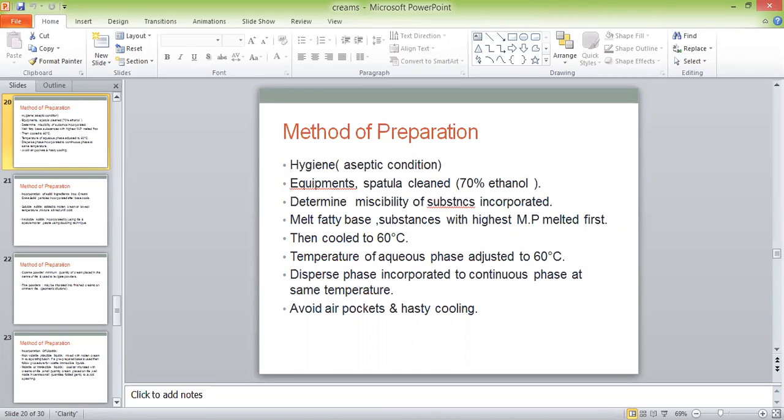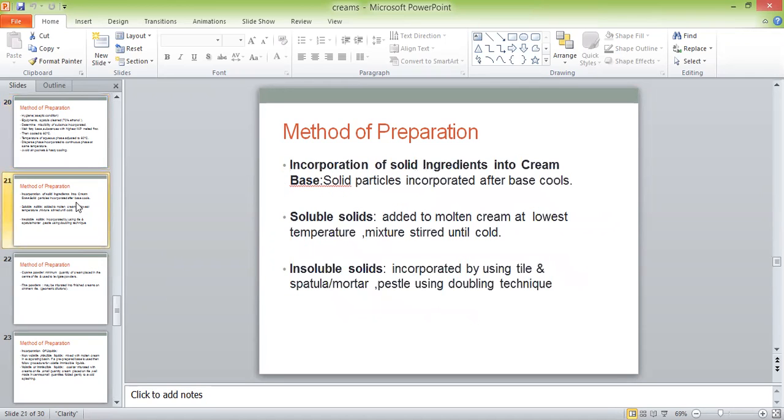Then they are cooled to 60 degrees centigrade, and the temperature of the aqueous phase would be adjusted to 60 degrees centigrade. You have to incorporate the disperse phase into the continuous phase at the same temperature. So the dispersed phase would be incorporated into the external phase, or the continuous phase, at the same temperature, and air bubbles should be avoided, and fast or hasty cooling should be avoided.